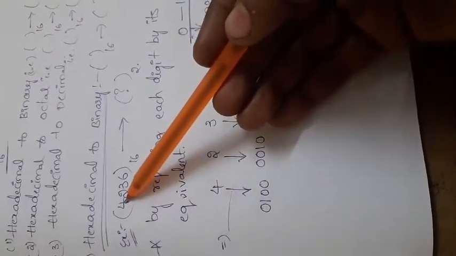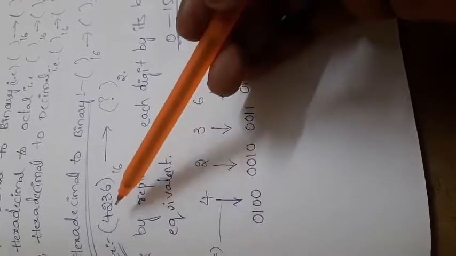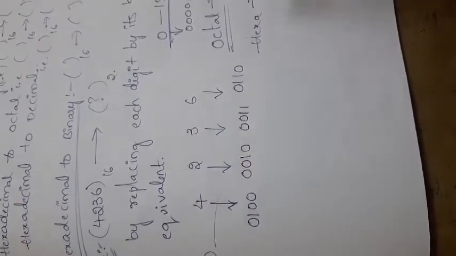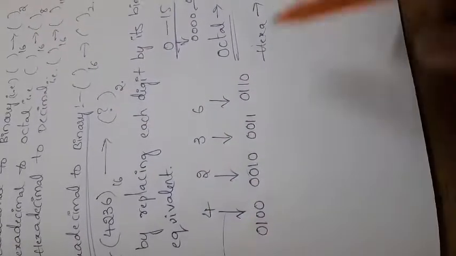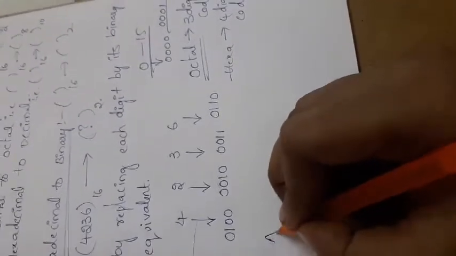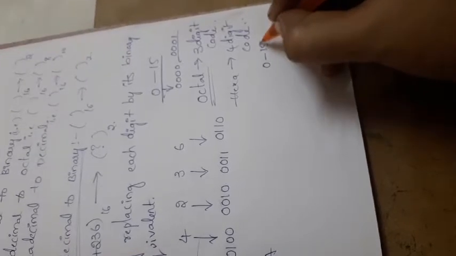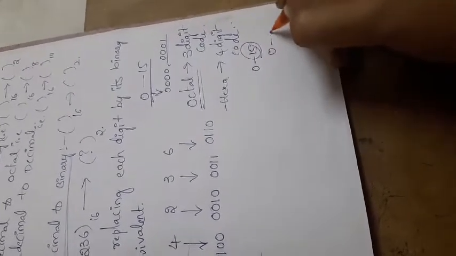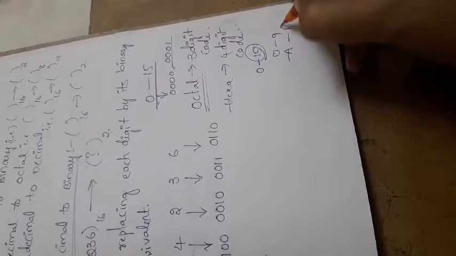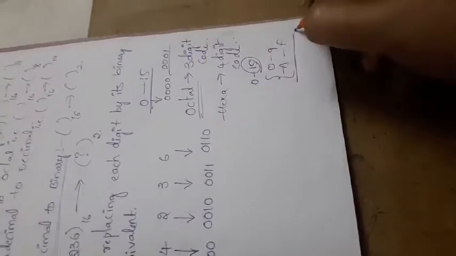First we separate every digit. After that, each digit is converted into its binary number. By using the table you can write all the values. So this is hexadecimal to binary. I can write another example. Hexadecimal numbers represent values from 0 to 15, that is 0 to 9 and A to F, right? So this is the hexadecimal number system.